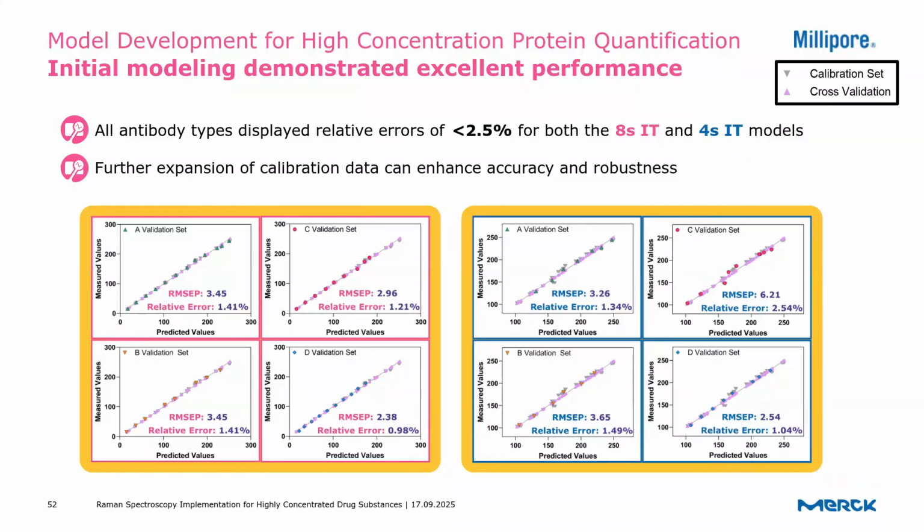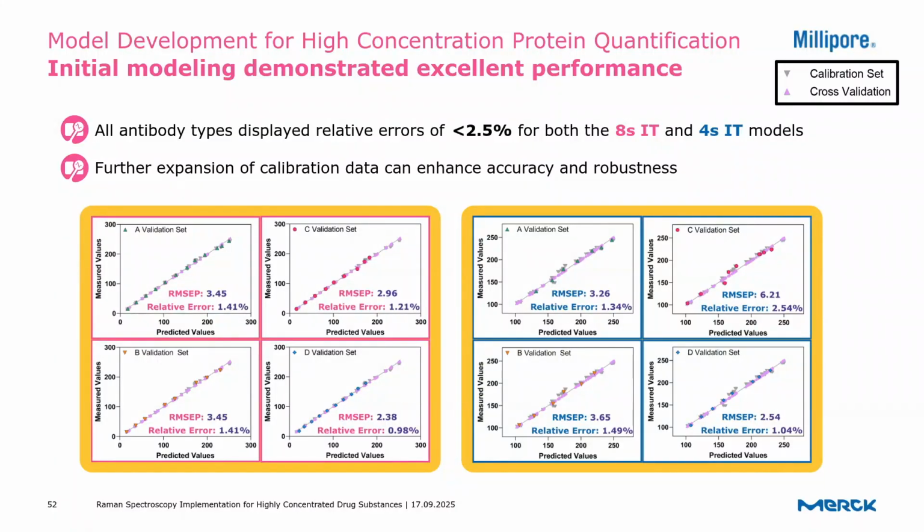The data on the left displays the error for the 8-second integration time model, which spans about 15 to 250 grams per liter. And the data on the right displays the error for the 4-second integration time model, which just focuses on the higher concentration range of about 100 to 250 grams per liter. And this was done for each MAB type.